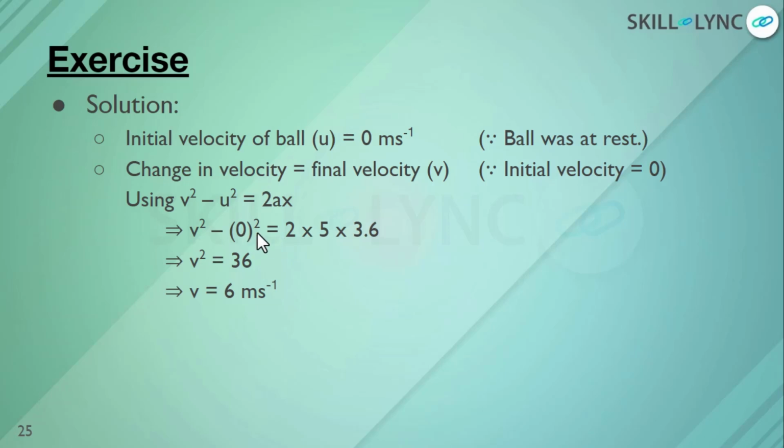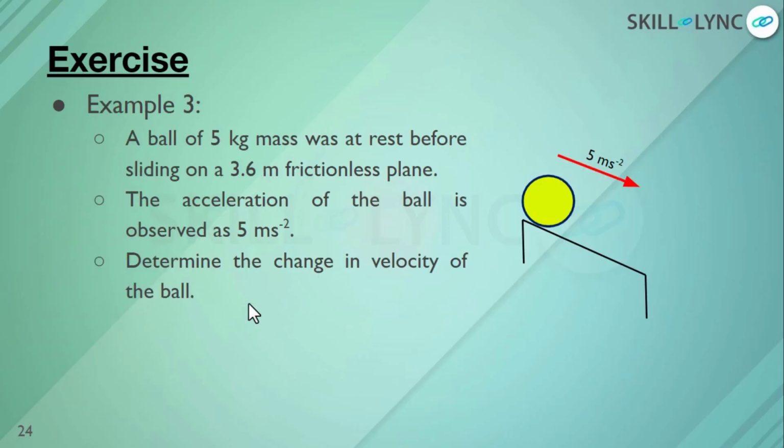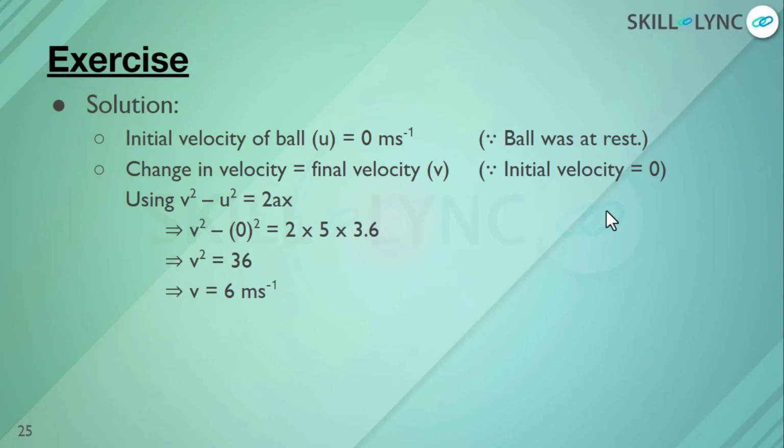Thus, by solving this equation, we find out that v square is equal to 36, and by taking the square root of v square we get the value of v, that is the final velocity, which is 6 meter per second. Thus, as we need to know the change in velocity of the ball, initial velocity was 0, final velocity is 6 meter per second. So change in velocity would be equal to final velocity, which is 6 meter per second. So this is our answer to the question.